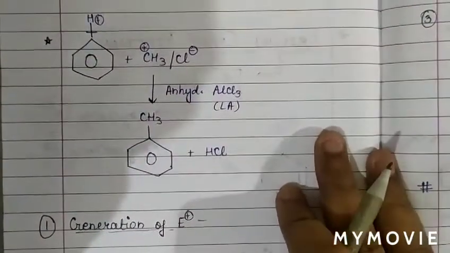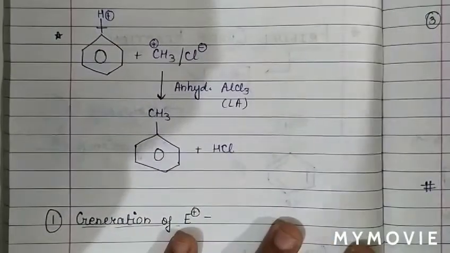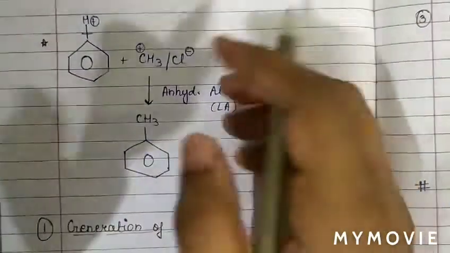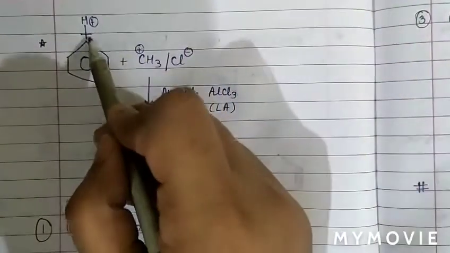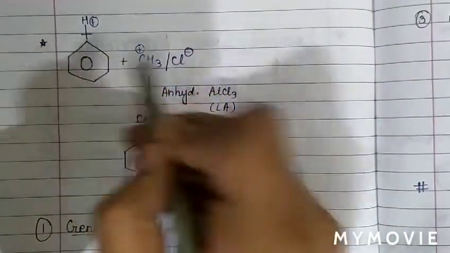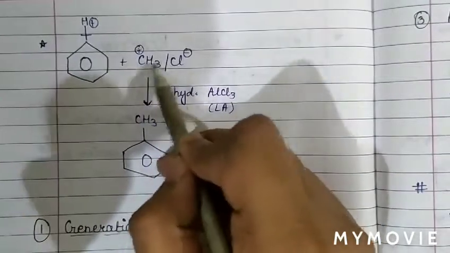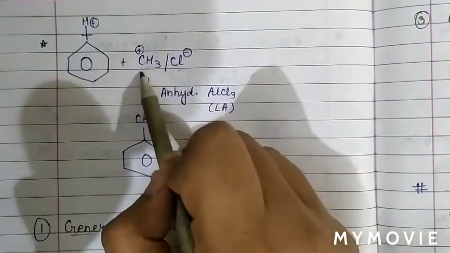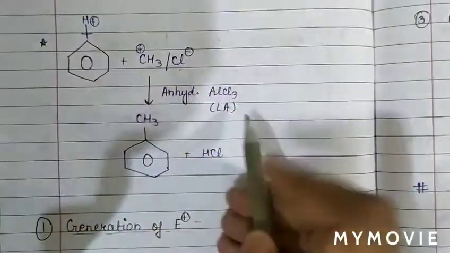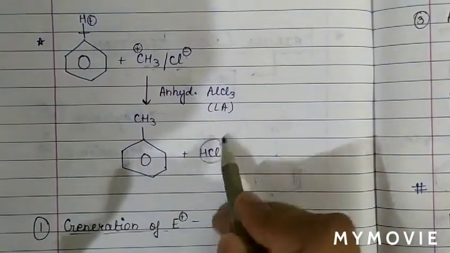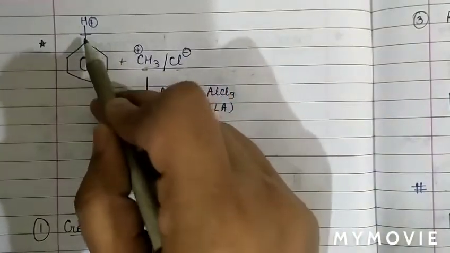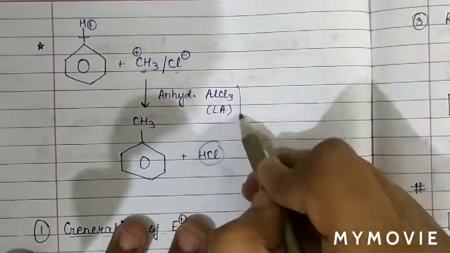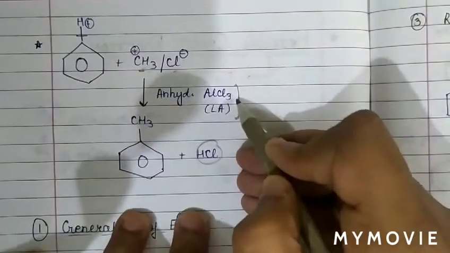Now see the mechanism of this reaction. As we can see, there is benzene with a carbon-hydrogen bond, and CH3Cl. Cl is more electronegative, so it has a negative charge and the carbon has a positive charge. So H will combine with Cl, there is removal of HCl, and the electrophile CH3 will attack at this position, forming toluene. So directly we have done the reaction, and anhydrous AlCl3 we have used.